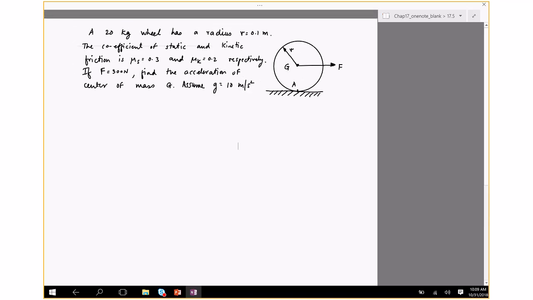Okay, so a 20 kg wheel has a radius of 0.1 meters. The coefficient of static and kinetic friction is 0.3 and 0.2 respectively. The force is given as 300 newtons. So you could find the acceleration of the center of mass, so a_G is unknown, and gravity is 10 meters per second squared.